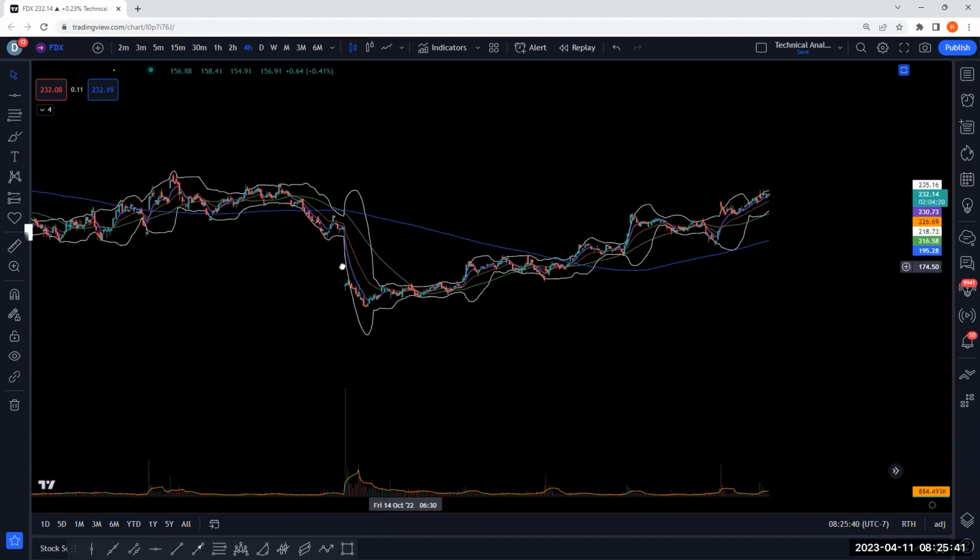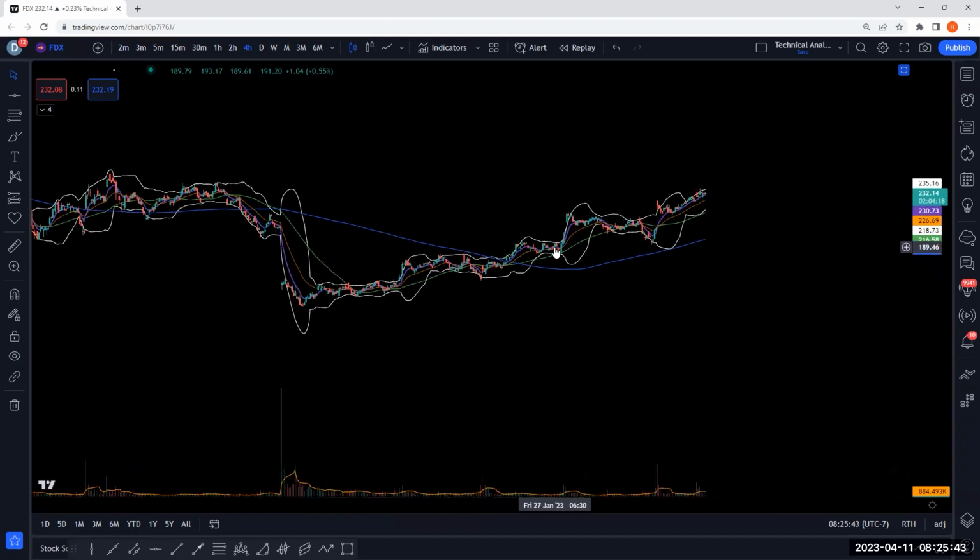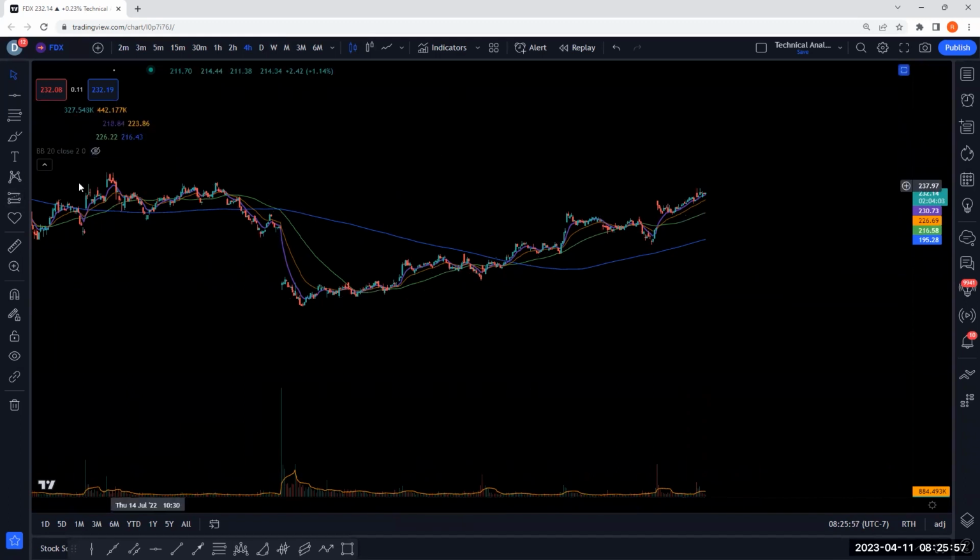We had a breakout here. We actually have these bands in compression here. We had a breakout here. They're compressing again. A breakout here. They're compressing again. So we can break out above or lower. So that's going to show you compression. I'm going to turn the Bollinger Bands off.